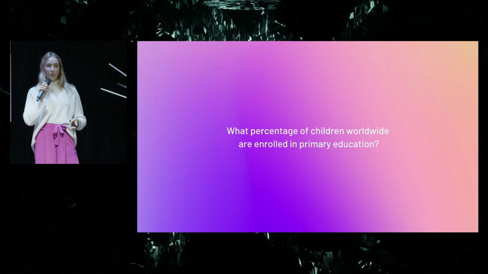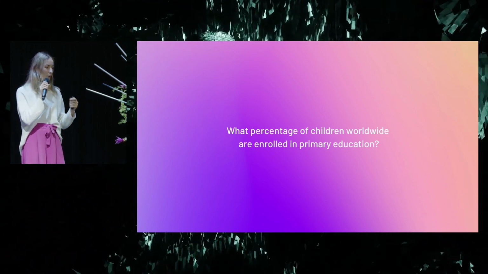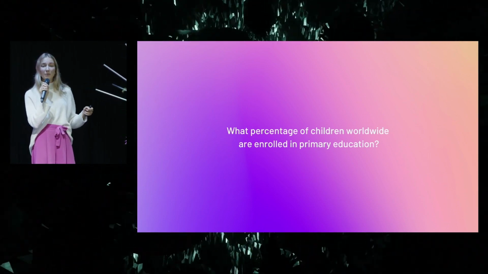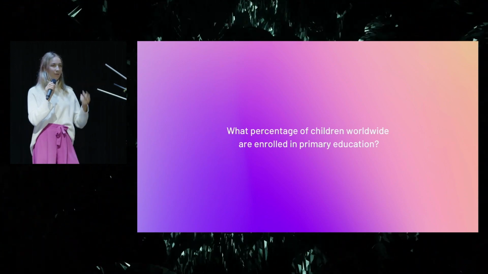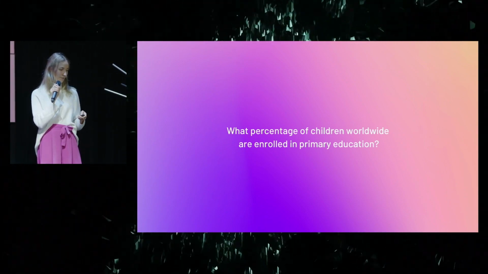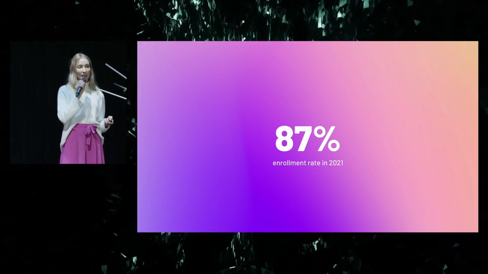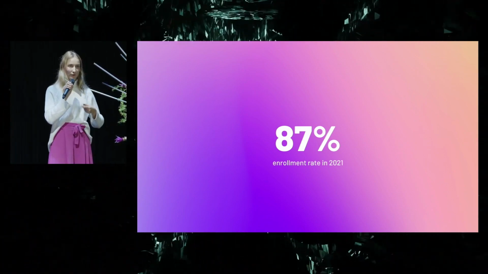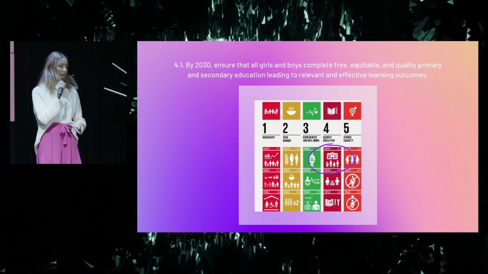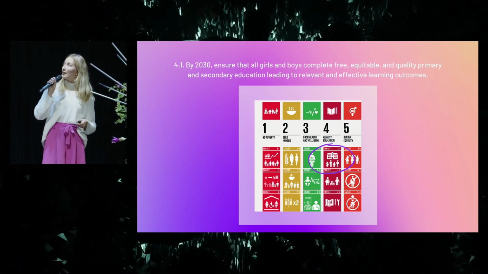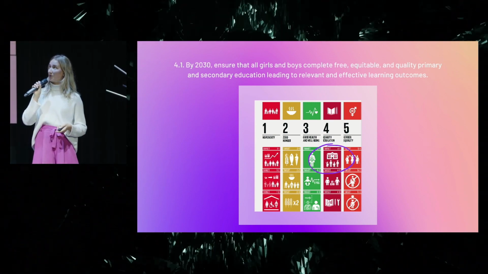To give you an example of what this target may look like, I would like you to take a moment and try to think about what percentage of children worldwide are enrolled in primary education. What is your guess? Try to be as specific as possible. Try to just come up with an idea. I'll give you a moment. And it is actually 87%. The enrollment rate in the year 2021 is 87% of the entire population of children worldwide are enrolled in primary education. And this is linked directly to the target 4.1 that is supposed to ensure quality and free education to all by the year 2030.